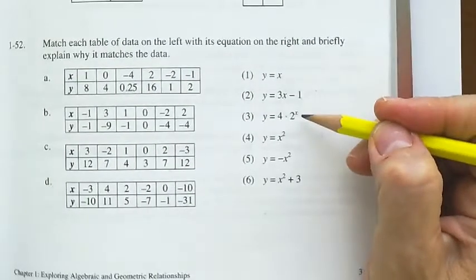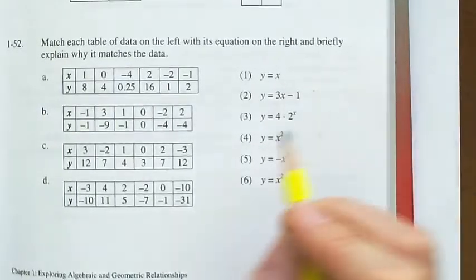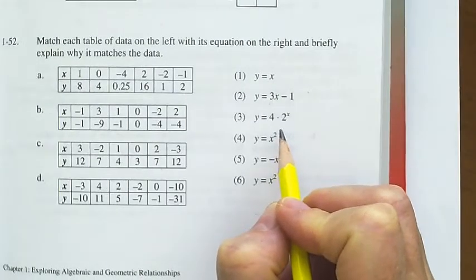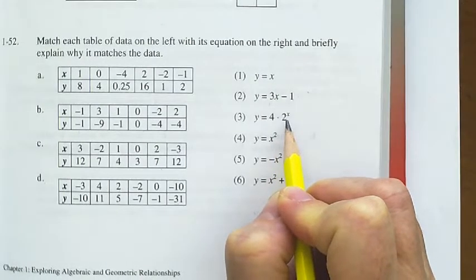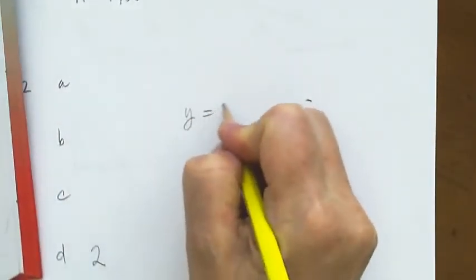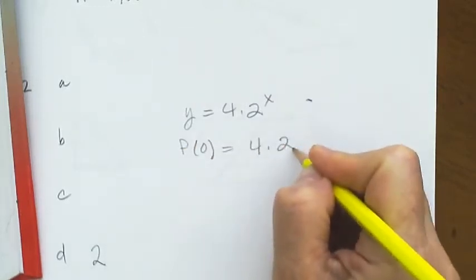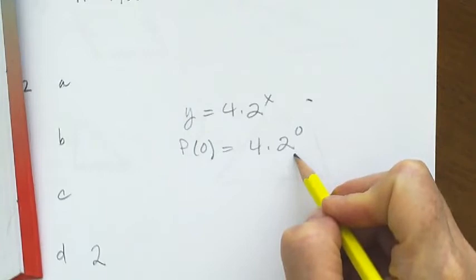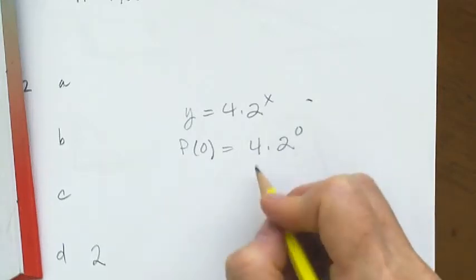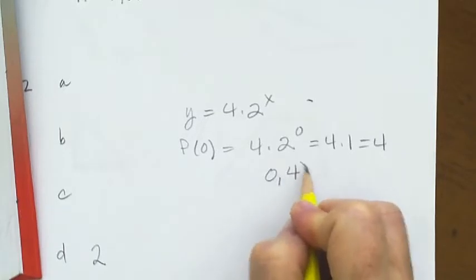Let's look at number 3. Number 3 is exponential. It's got an x in the exponent. So let's take our friend 0 and substitute 0 for x. If I were to substitute 0 for x here, that would be 2 to the 0 power. I'm going to write on my paper and show you. For y equals 4 times 2 to the x, if I do f of 0, it would be 4 times 2 to the 0. Do you remember what anything raised to the 0 power is? 1. It's actually 4 times 1, which is 4. So that means we're going to have a y-intercept of 4.